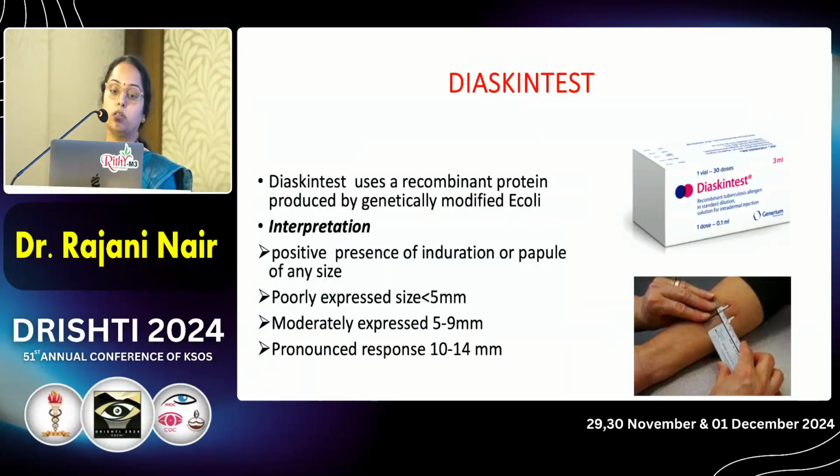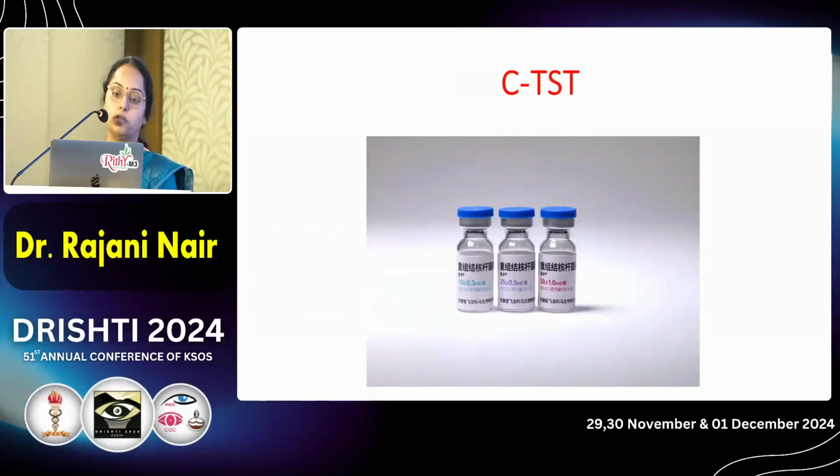There is also a similar test produced in Russia, Diaskintest, and here the presence of any induration or papule is considered positive, and it's just graded into poorly expressed, moderately expressed or pronounced response. There is a similar C-TST. This is also a second generation tuberculin skin test that's produced in China.